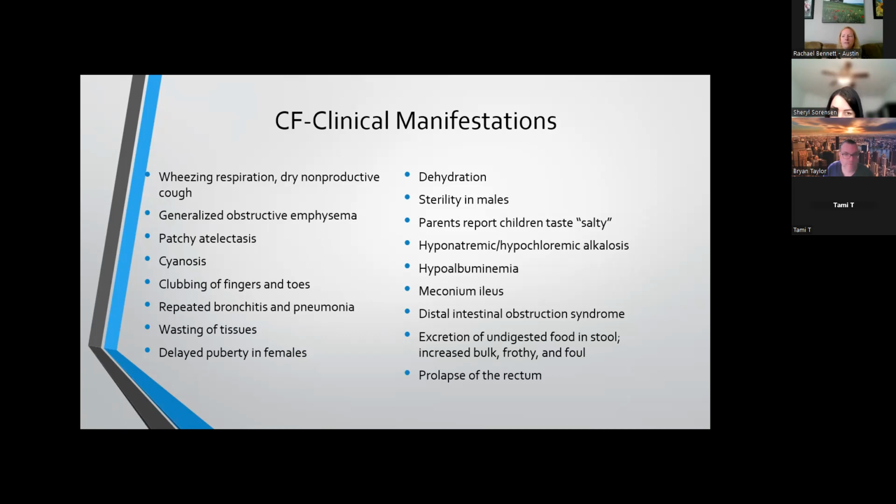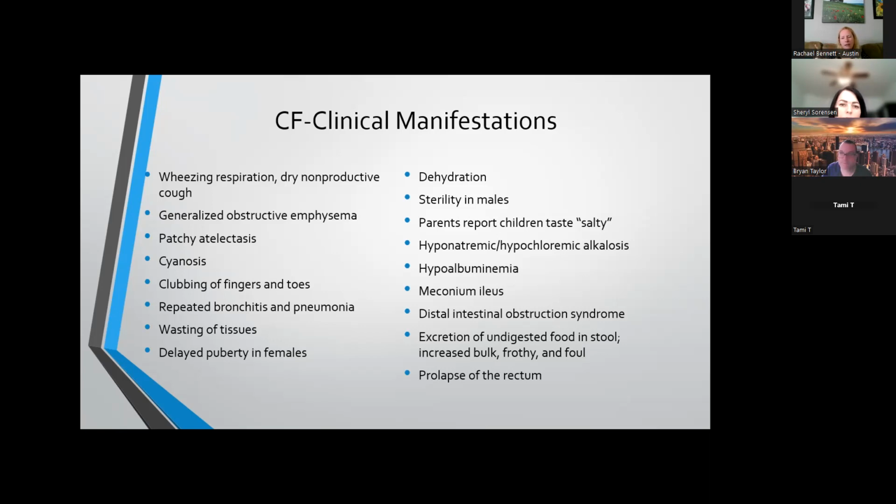More likely to cause infection. Wasting of tissues, delayed puberty in females because they're not hitting those milestones and we're not releasing the correct hormones from our pancreas as well. Dehydration, sterility in males. Parents report children taste salty.